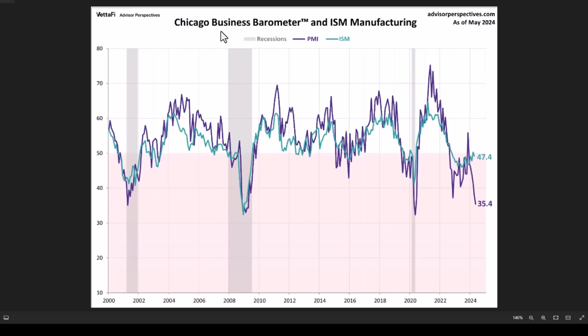So here we are. We go to Chicago Business Barometer, ISM Manufacturing, PMI, ISM. Why is this important? Well, we have data coming out on Monday. That data is going to be the ISM manufacturing, and it's going to be looked at really closely. What we're going to notice is 47.4 up here, 35.4 here, and we can note how this moves.